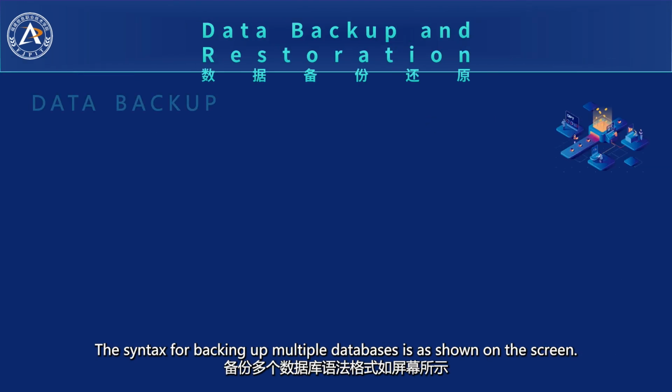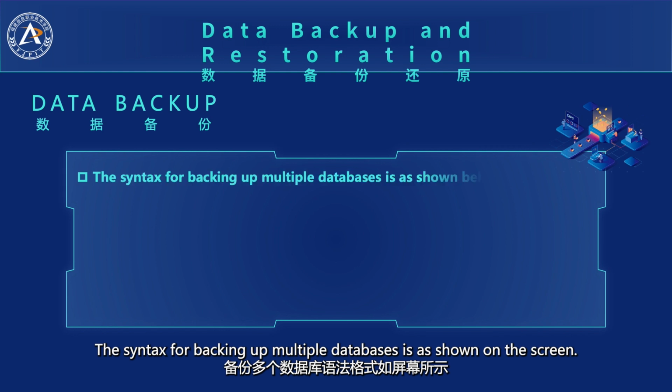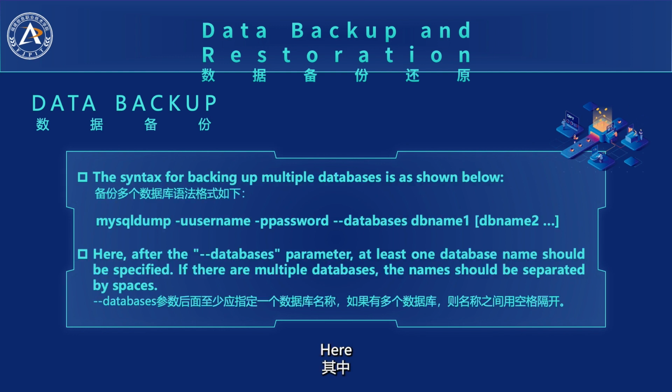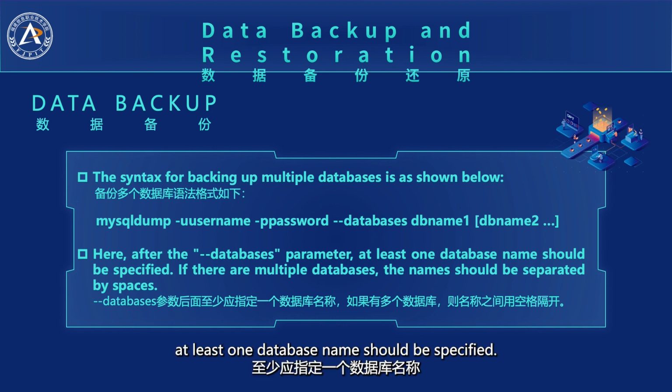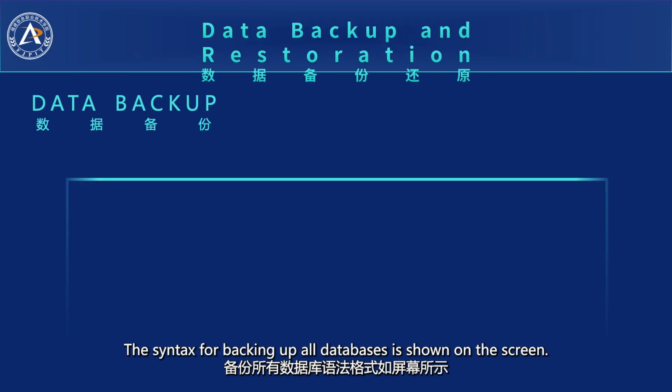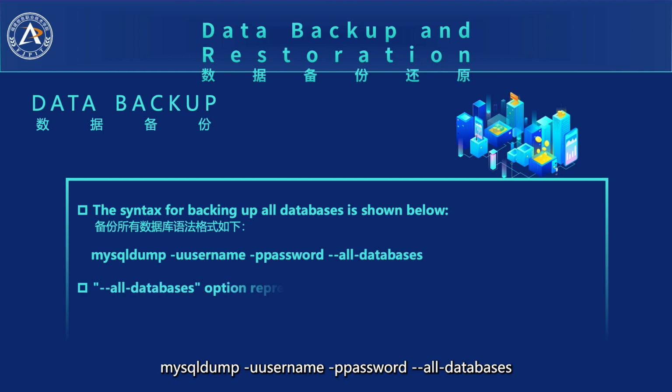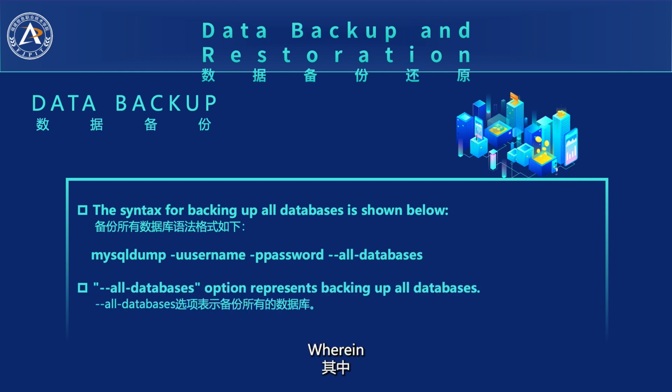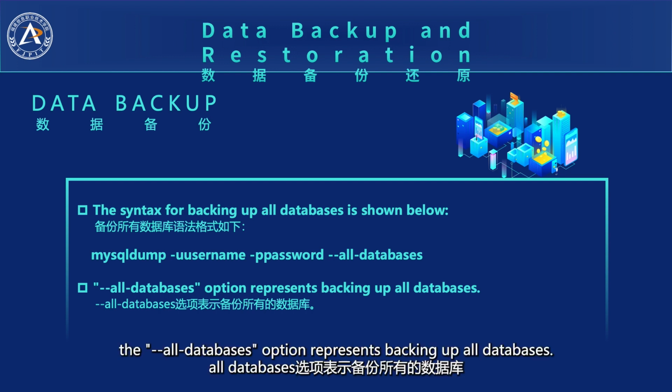The syntax for backing up multiple databases is as shown on the screen. Here, after the databases parameter, at least one database name should be specified. If there are multiple databases, the names should be separated by spaces. The syntax for backing up all databases is shown on the screen: mysqldump username password all-databases, wherein the all-databases option represents backing up all databases.